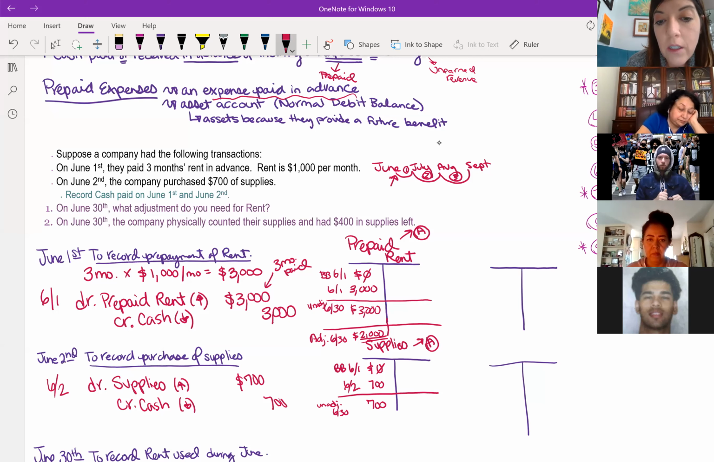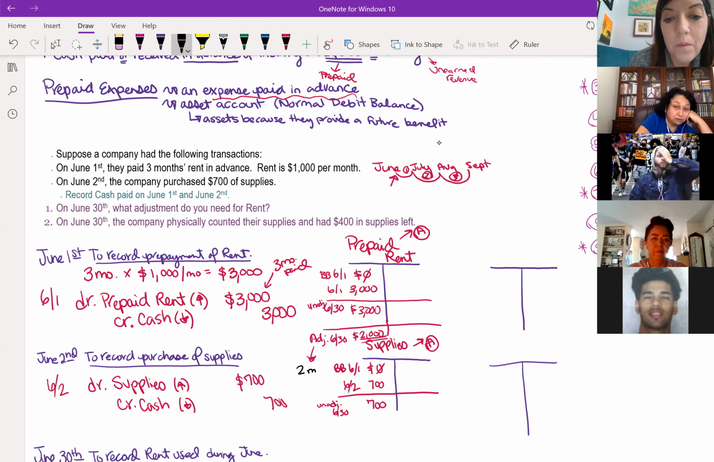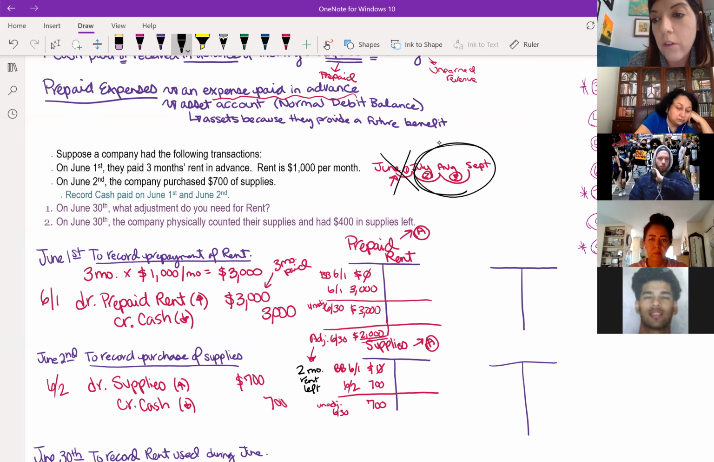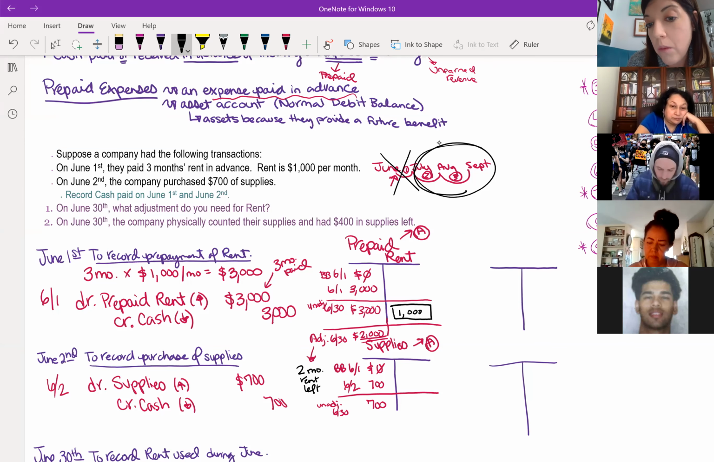It needs to be 2,000 because you rented for a month. 2 months of rent left, right? We've now used June, so we still have 2 months' worth of prepaid rent left. So that means the amount of rent that we used, we've incurred, is 3,000 minus 2,000, 1,000, 1 month's worth of rent.